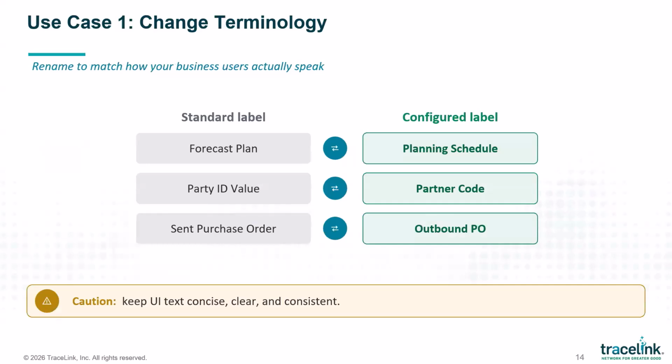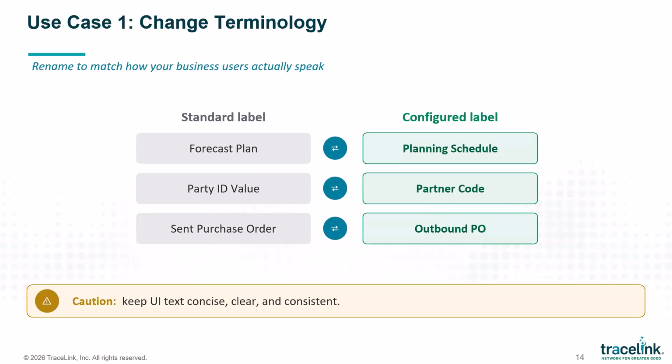Let's start with use case 1, changing terminology. Here's a typical requirement. A customer wants to rename forecast plan to planning schedule or adjust field labels to match the words their business users actually use. Look at the examples on the screen. Forecast plan becomes planning schedule, party ID value becomes partner code, send purchase order becomes outbound PO.